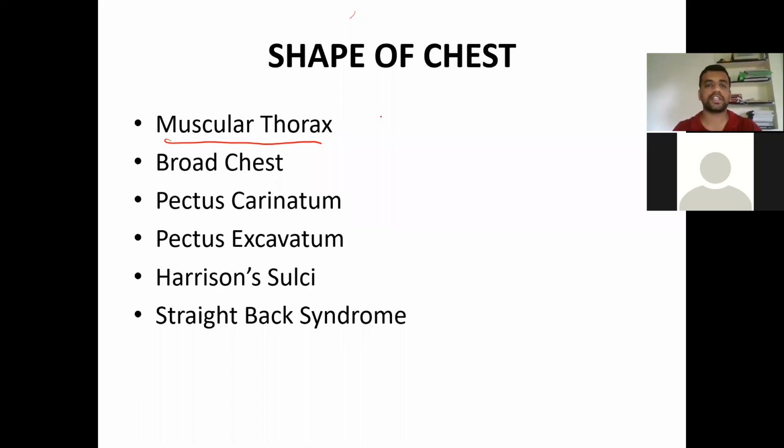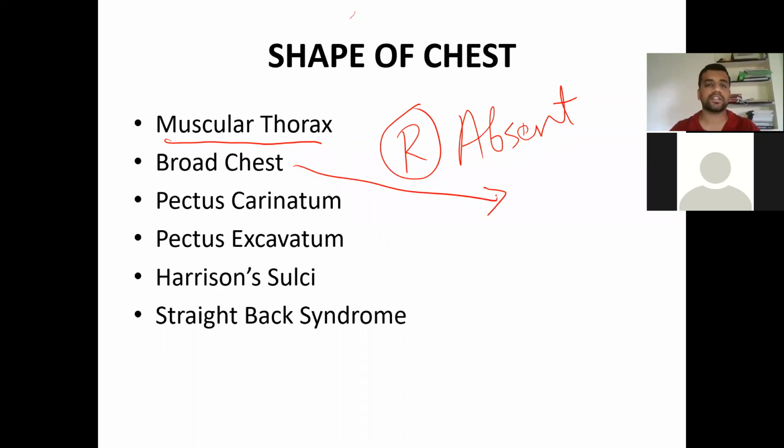So inequality of the chest. For example, if there is a right sided absent pectoralis major, then you may feel the normal hemithorax on the left side as bulging precordium. That may be an abnormality which you can feel, so you're going to see that. Broad chest and shield chest, you are going to see in Turner syndrome. And pectus carinatum and excavatum are congenital abnormalities associated with Marfan syndrome, rickets.